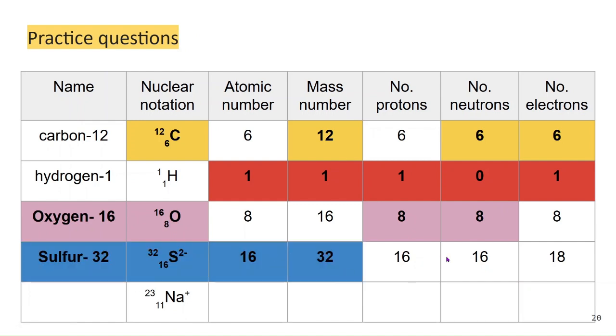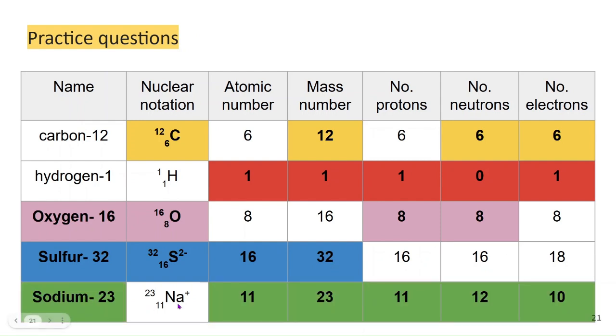The next one is sulfur. We have 16 protons, so that is going to be our atomic number, which we can then look at the periodic table to tell us that it's sulfur. We can see here that it has 2 more electrons than protons, so that's where we're getting this -2 from, and we can add these up to get our mass number, right?